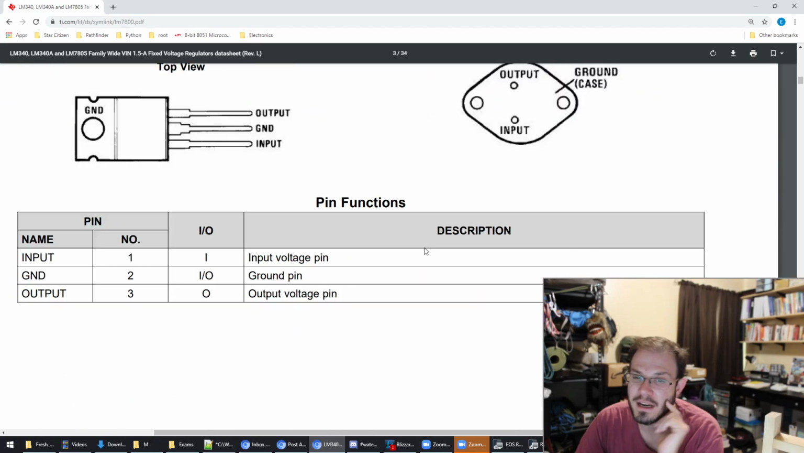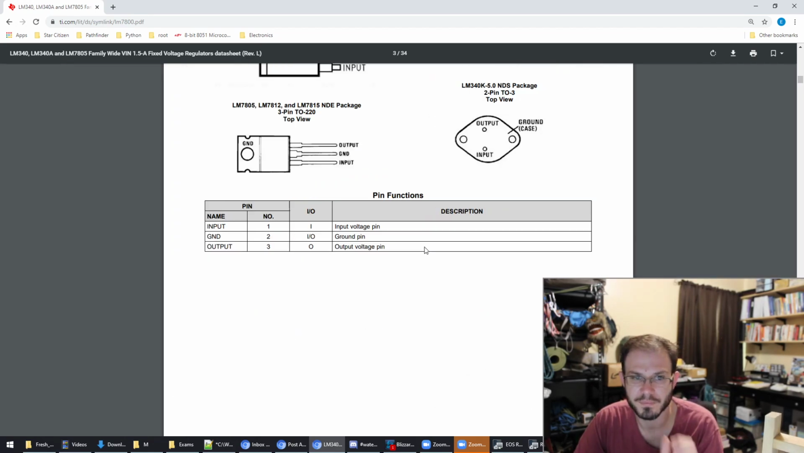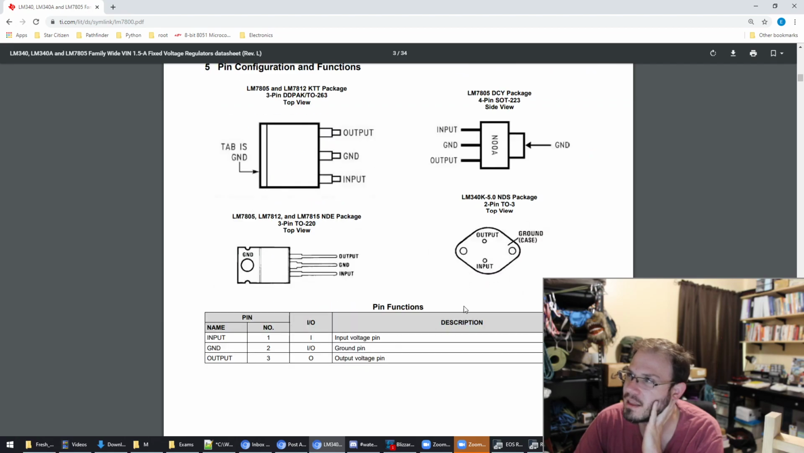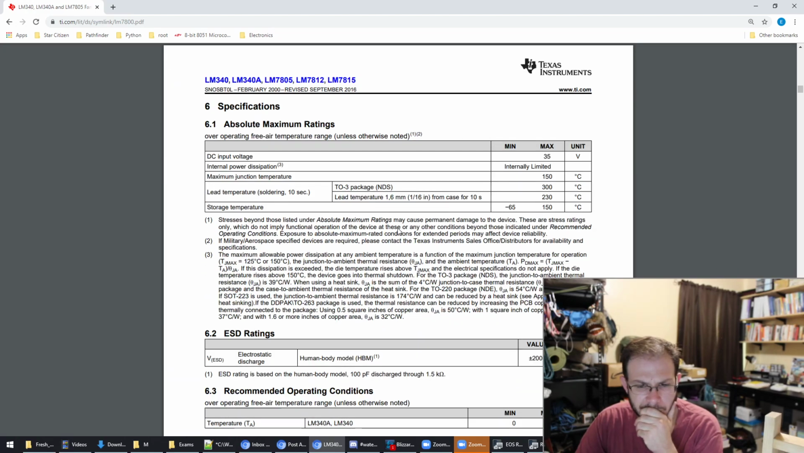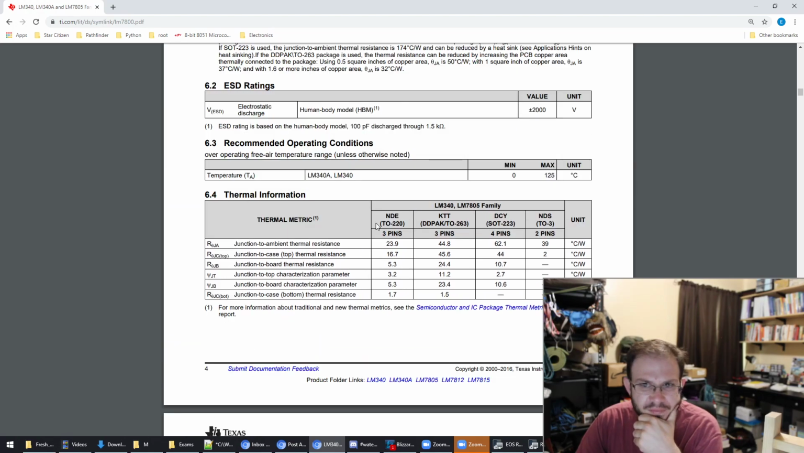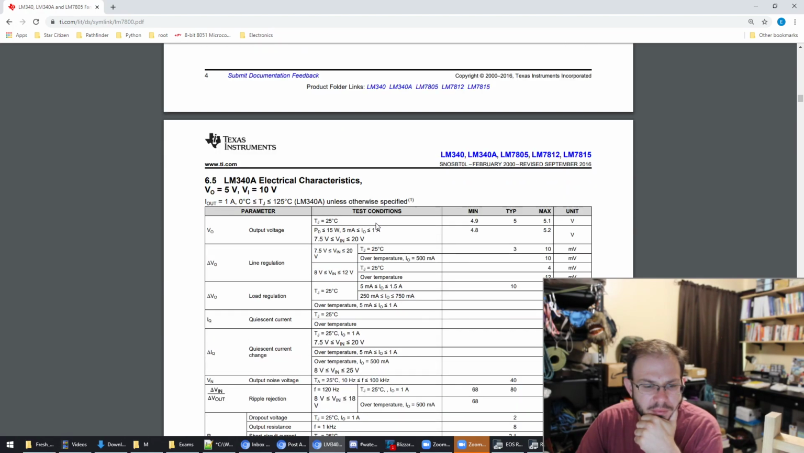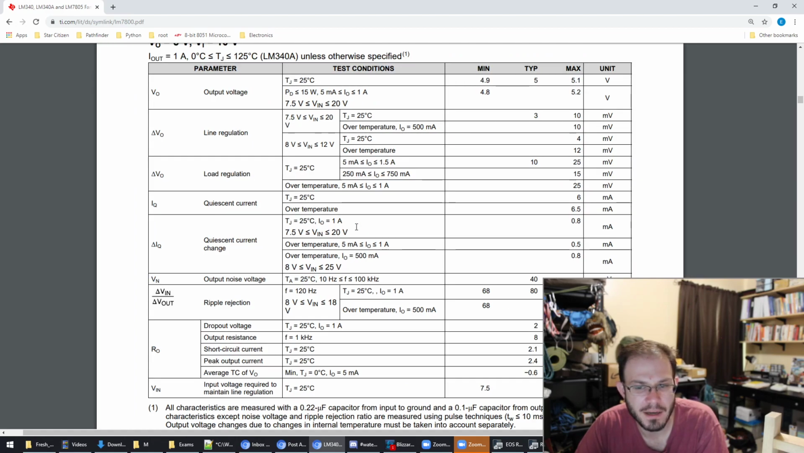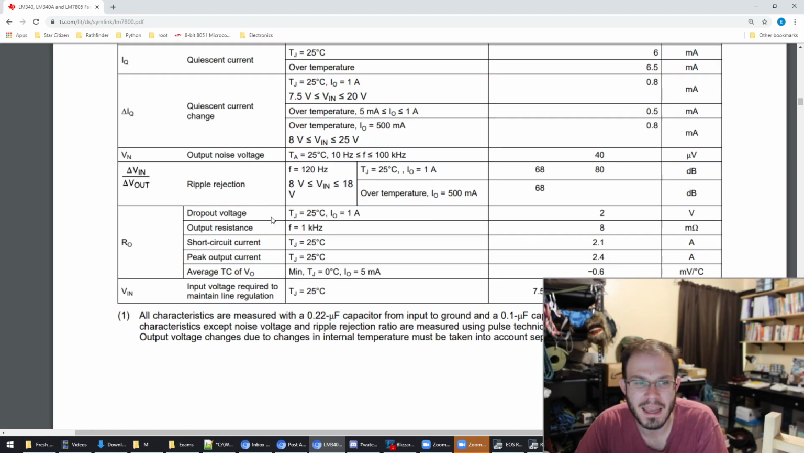So if I go through the data sheet here, first off, you can see they give you an outline of that TO220 package, and they show you pin 1 over here is the input, ground, and output. They show you all of the different packages. They give you all the different electrical characteristics. So over here is where I would expect to see my dropout voltage. Here we go, right here.